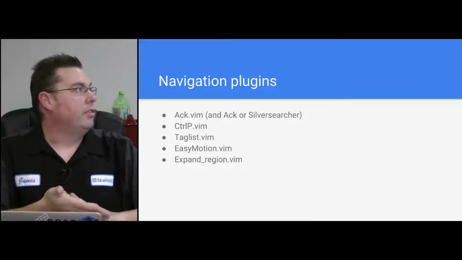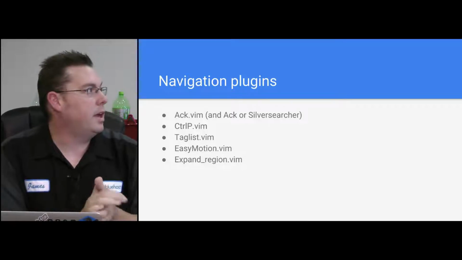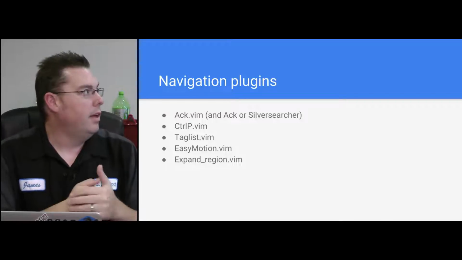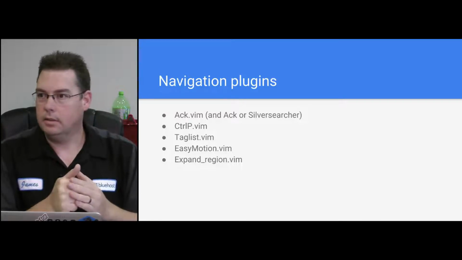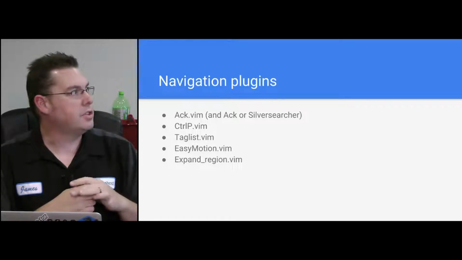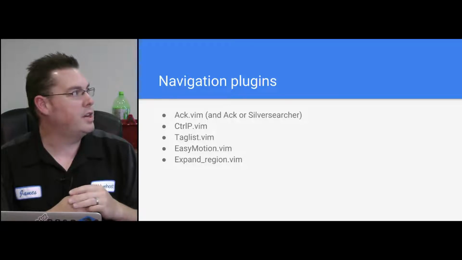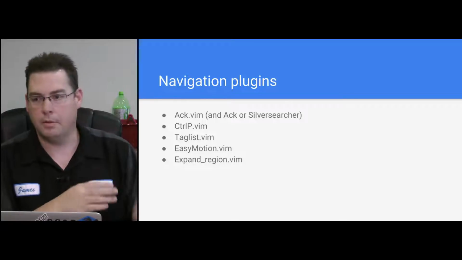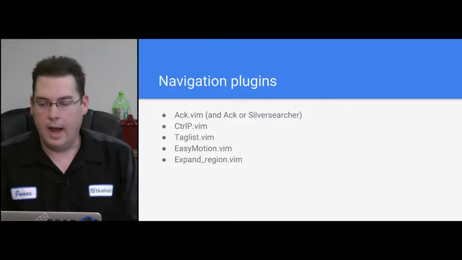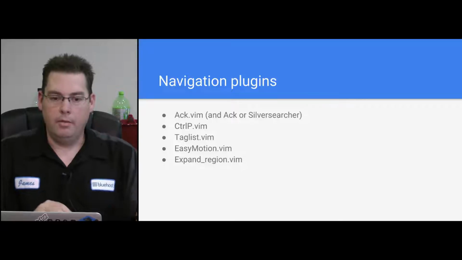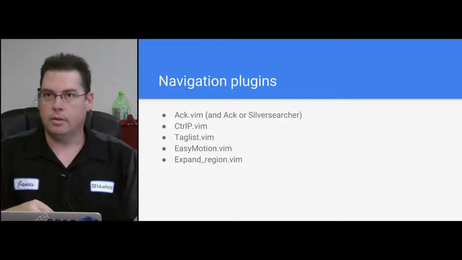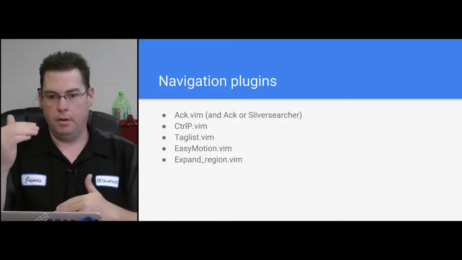Okay, navigation plugins. These are things that make it easier to get around your code base and the file. Has anybody here heard of ACK? Oh, ACK is awesome. Silver Searcher is kind of the next iteration of ACK. It does almost exactly the same thing, except it's written in C, so it's a little bit faster. But ACK.vim gives you an ACK command. In Vim, by default, there's a grep command. So you can just do :grep, give it a search term, and it looks in your file system and gives you all the options.